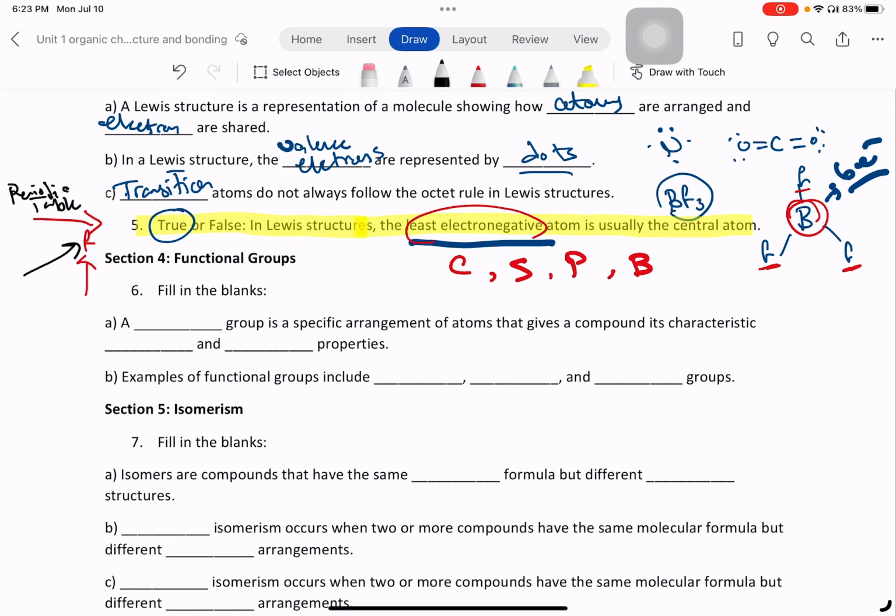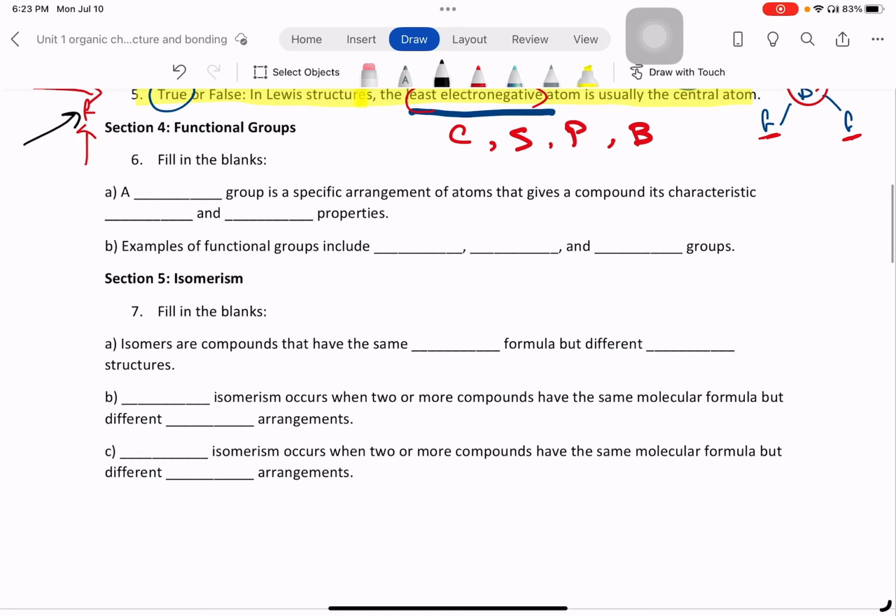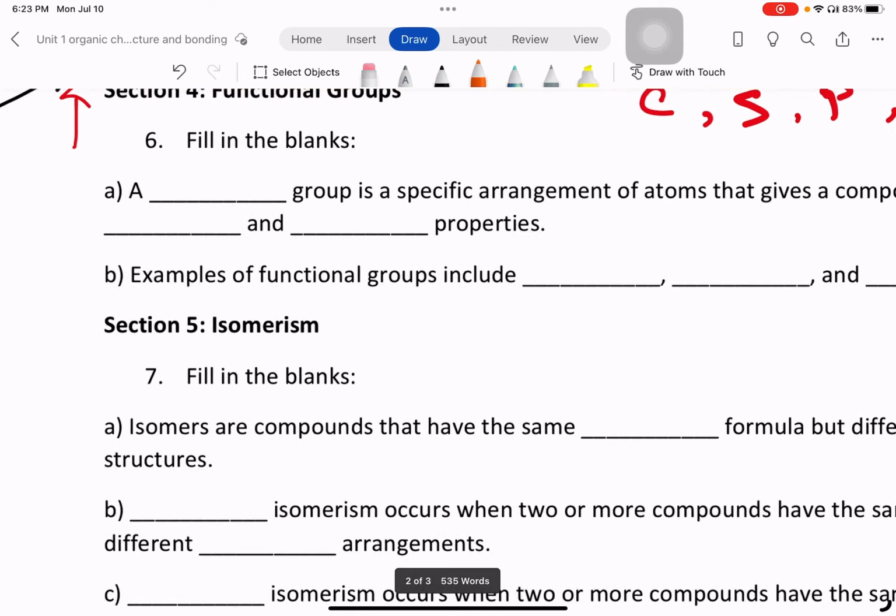Right? Now, let's talk about functional groups. A what group is a specific arrangement of atoms that gives a compound its characteristics, right? So that's a functional group.